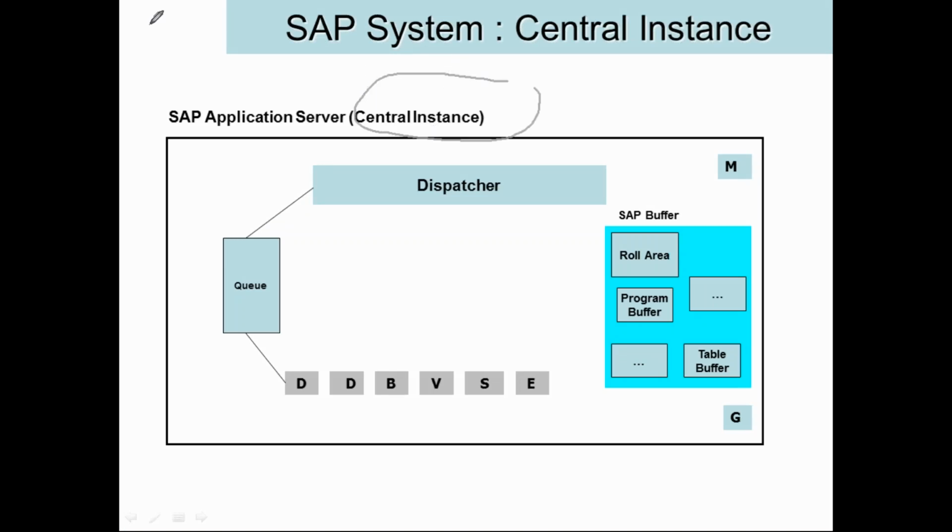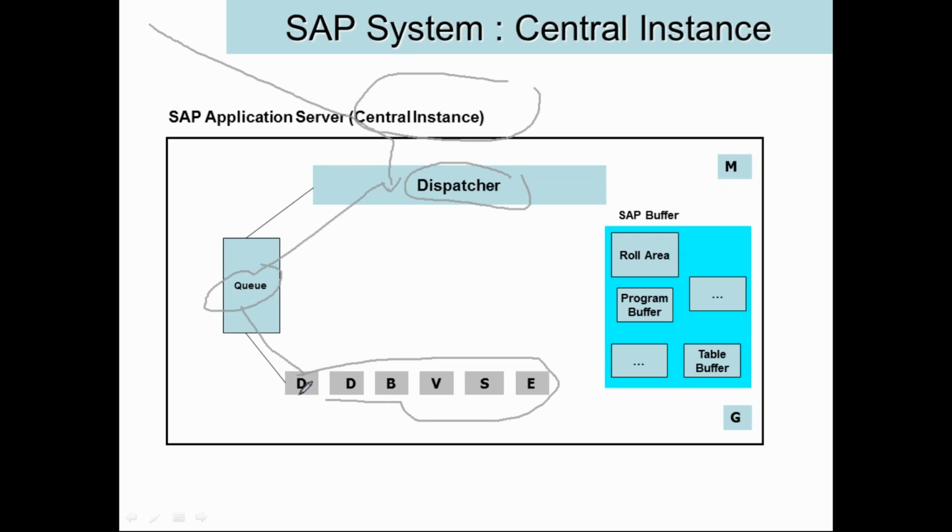Now I want to log in. Presentation layer, application layer. Who takes the request? The request is taken by the central instance. After that, the request navigates to the dispatcher. After the dispatcher, the request goes to the request queue. After the queue, it moves into the particular work process.